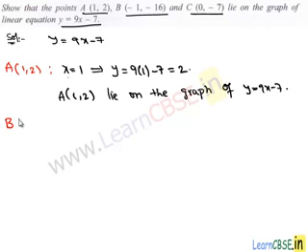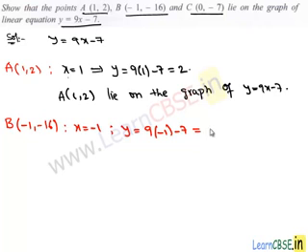Let's take the next point. Here we have B (-1, -16). Here its x coordinate is -1 and the corresponding y coordinate is obtained by substituting the value of x, which is -1, and we have -9 minus 7, which is -16. Therefore, we can say that (-1, -16) is the solution, and it lies on the graph of the linear equation y is equal to 9x minus 7.